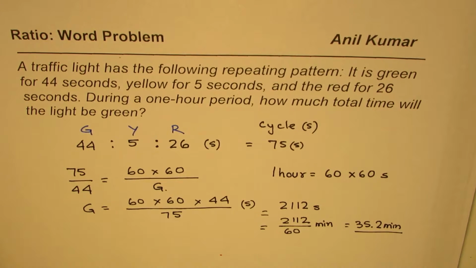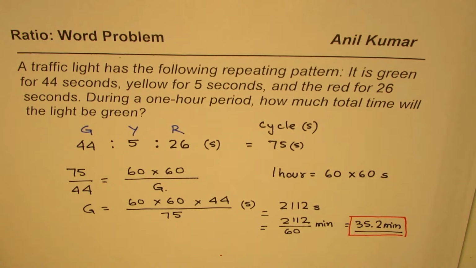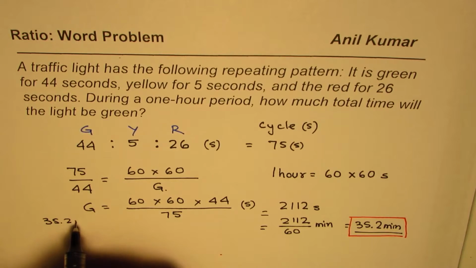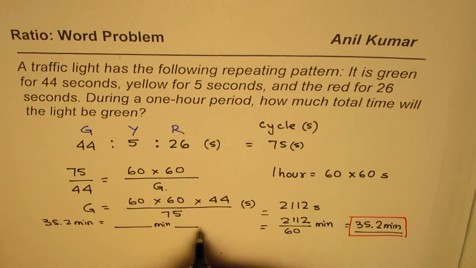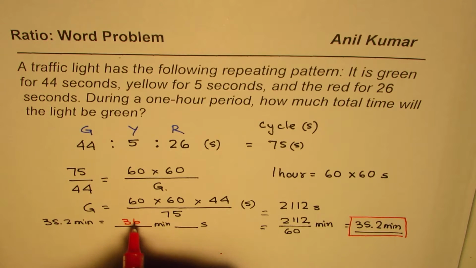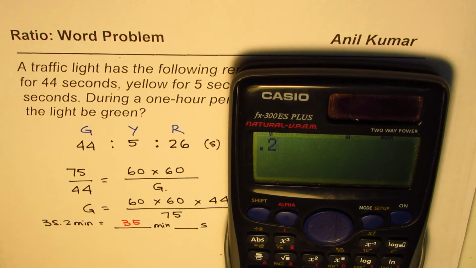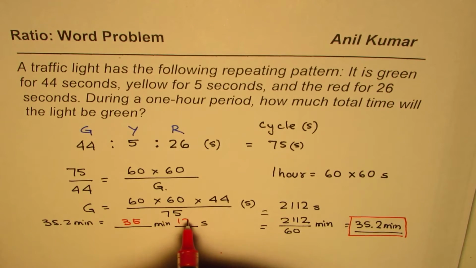Now as an exercise, can you tell me how many minutes and how many seconds this will be? When I say 35.2 minutes, you have to write how many minutes and how many seconds it should be. It is clear it is a full 35 minutes. Now 0.2 minutes means how many seconds? Well, that's an exercise, and here is the answer for you now. 0.2 times 60 is 12 seconds. I hope you got it right.